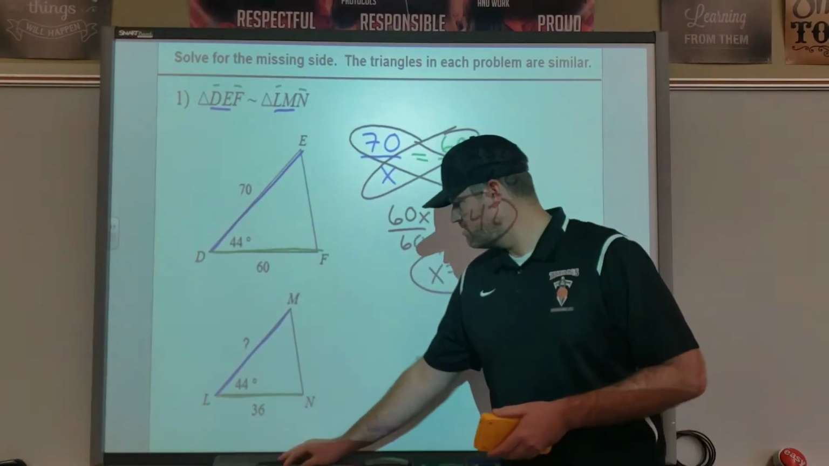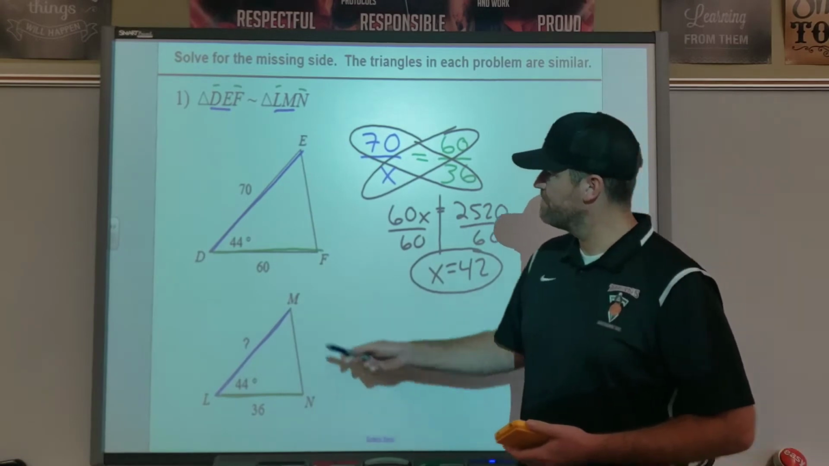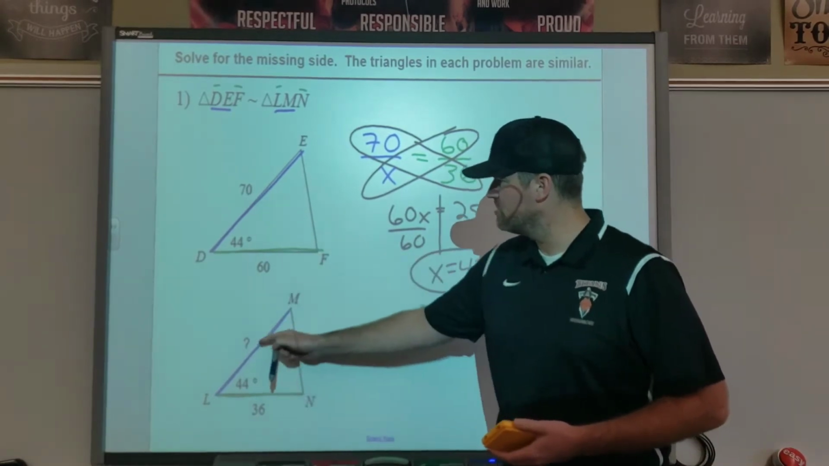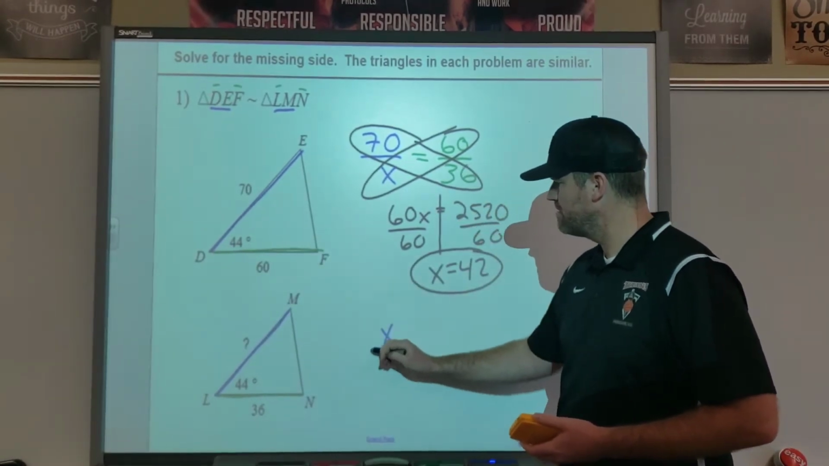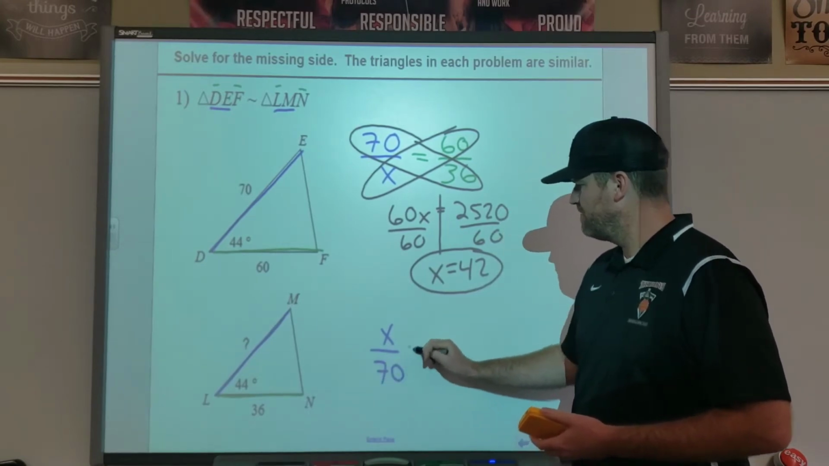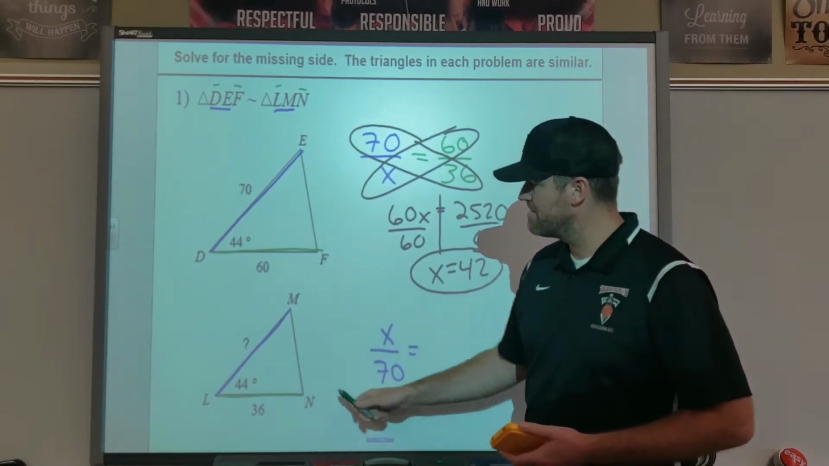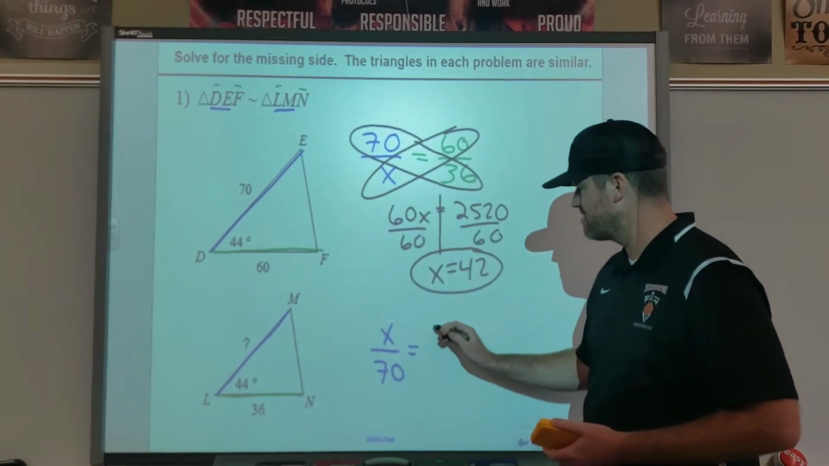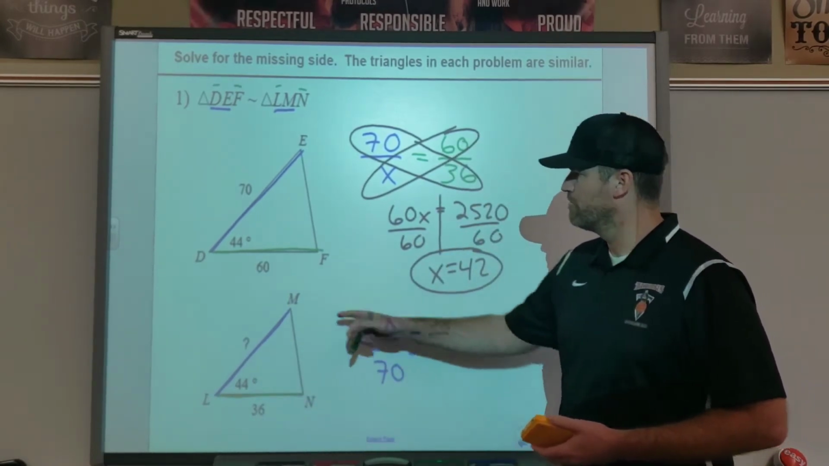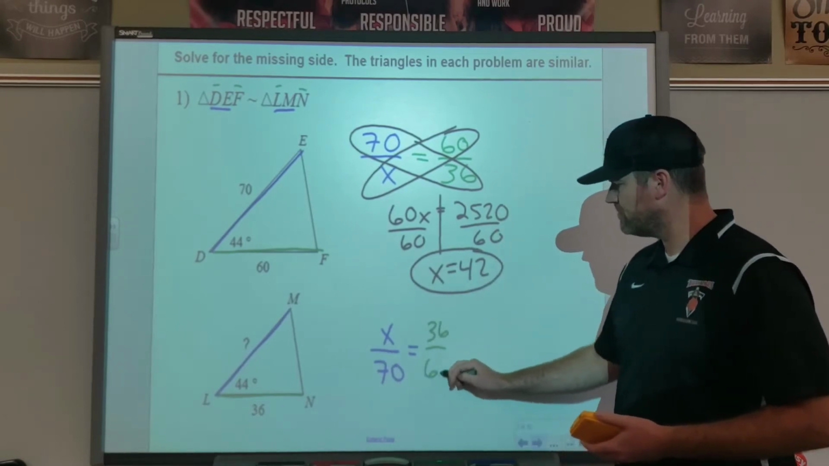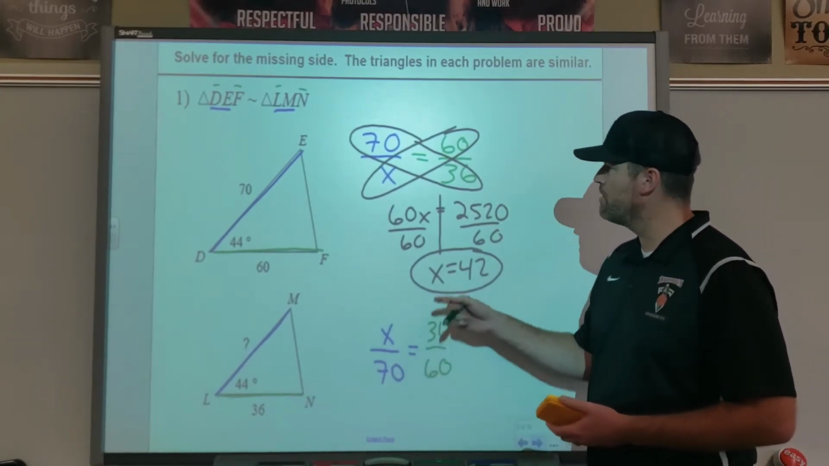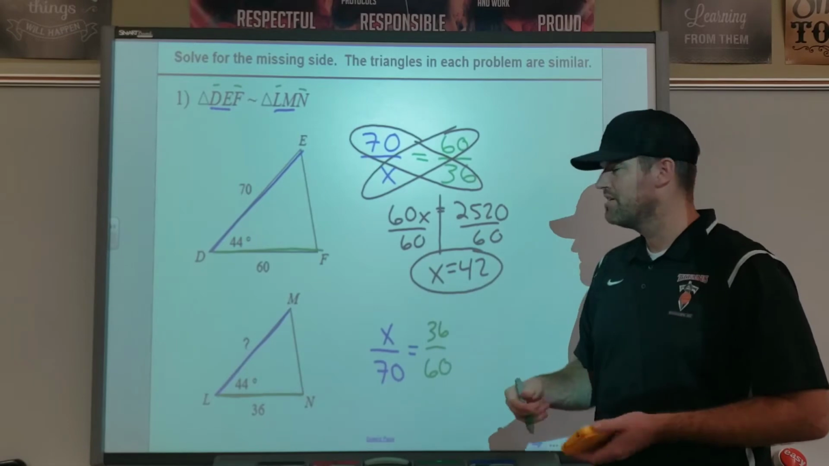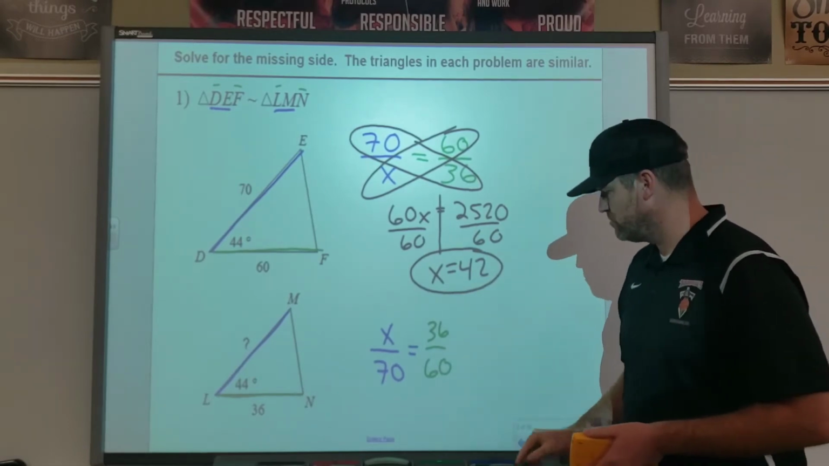Now, I could also go backwards, right? Instead of 70 over x, I could do x over 70. And if I do x over 70, since I started with the bottom triangle, I'd have to then do 36 over 60. Right? And when I cross multiply, I will get this exact same equation. I will get x equals 42.